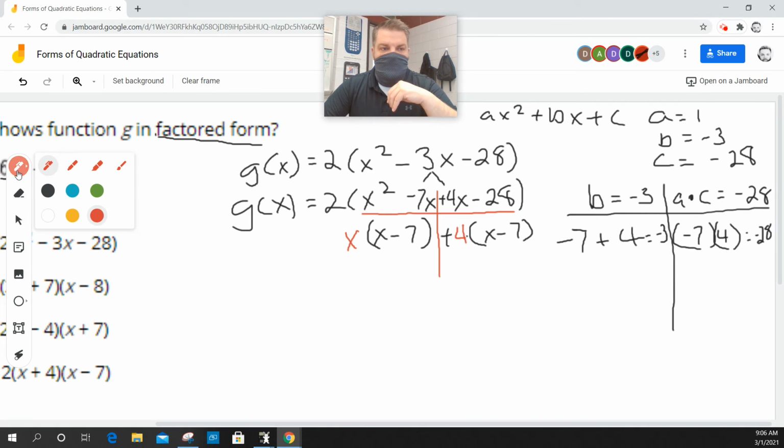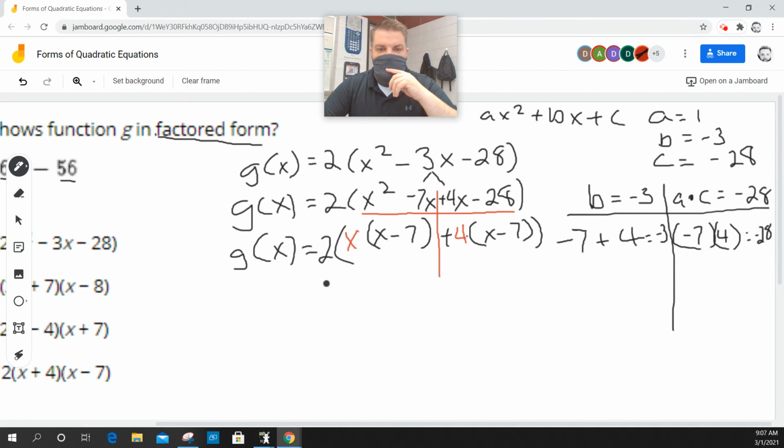So what I'm going to do now with that line, we can't forget this stuff either. So now I'm going to say 2 times x minus 7, because I'm factoring that out. And what's that leave me with? x plus 4.